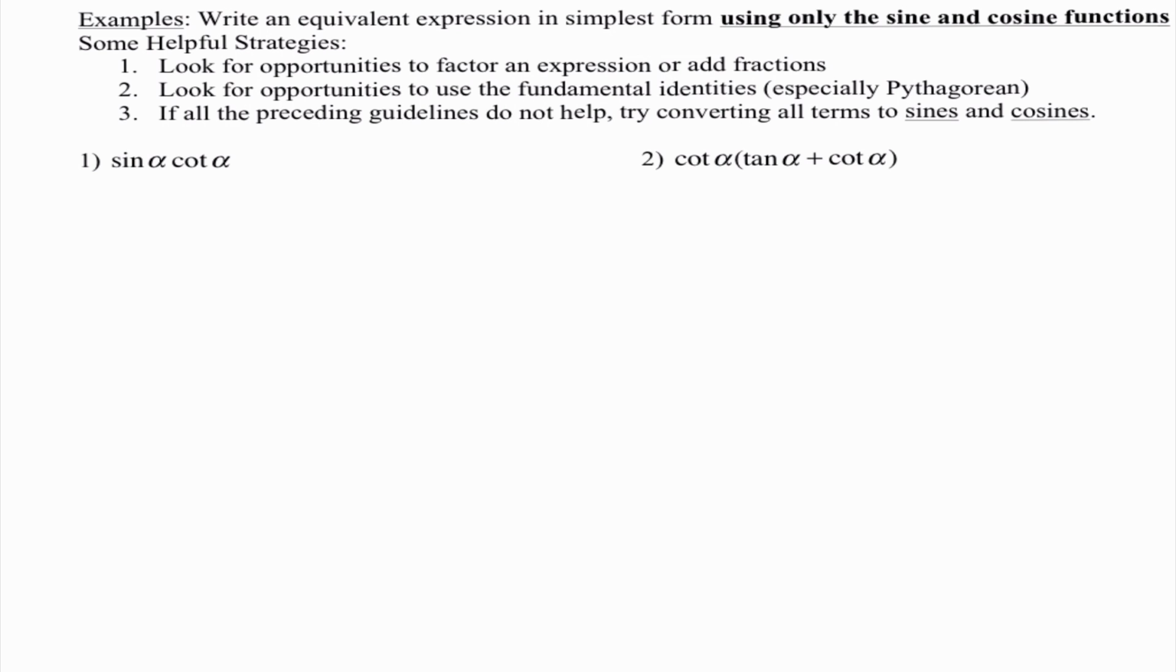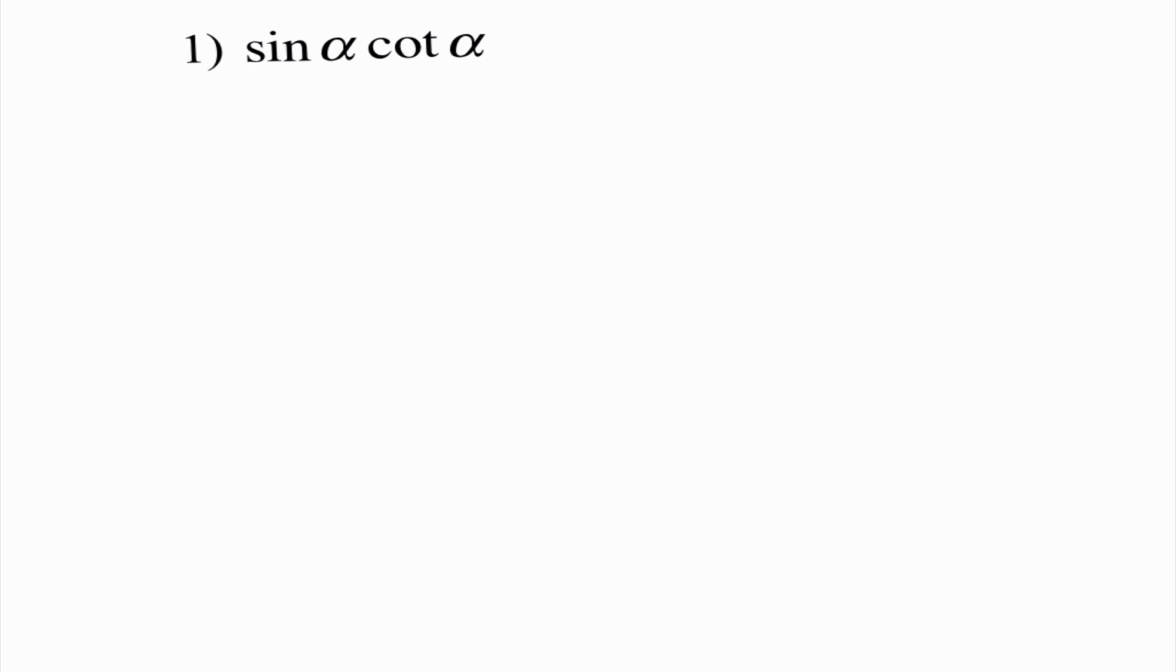Lastly, and this is important to know, if nothing else works, turn everything in terms of sine and cosine. Often that can be a really efficient way to get to the right answer. Now, that might not always be the quickest way or the easiest way, but it will get us to the right place. So we're going to start here with number 1, and it says sine of alpha cotangent of alpha.